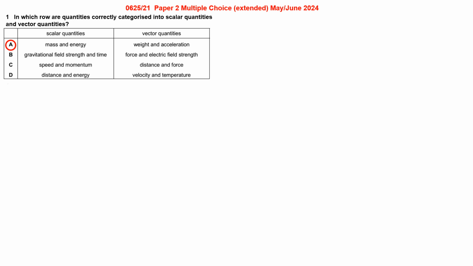Question 2. Which name is given to the quantity of matter in an object? The quantity of matter in an object is called its mass.